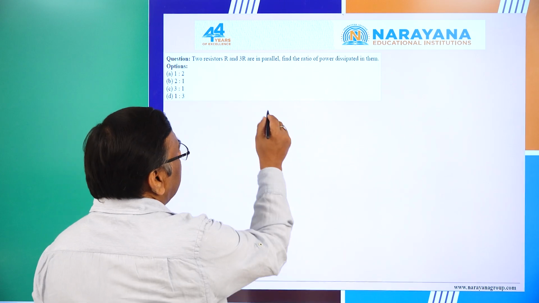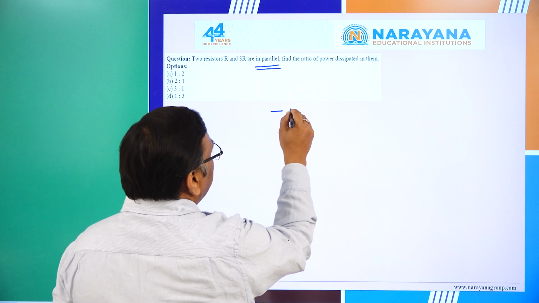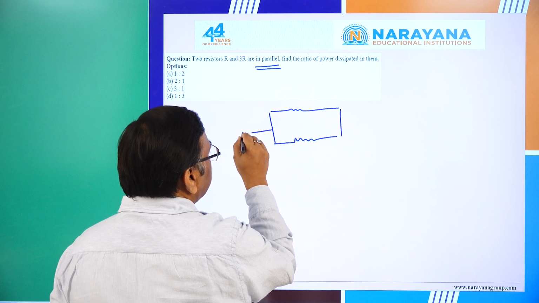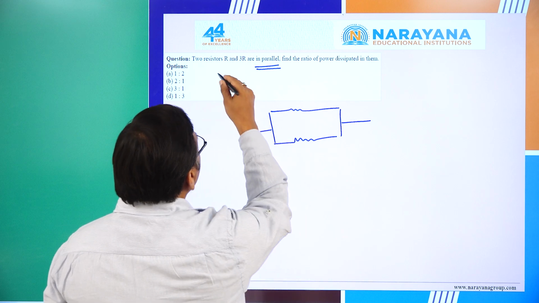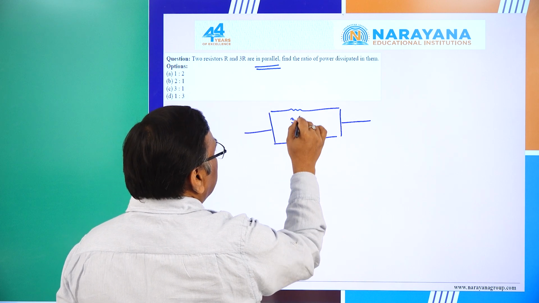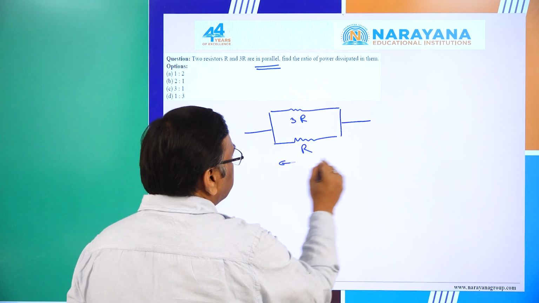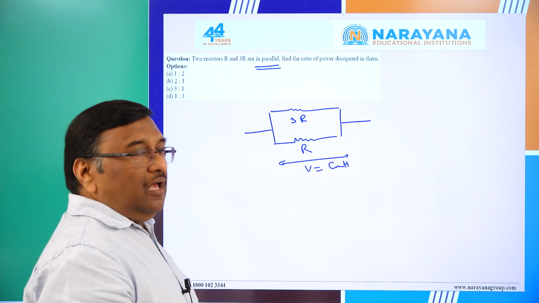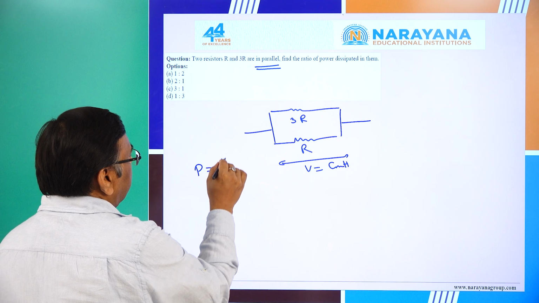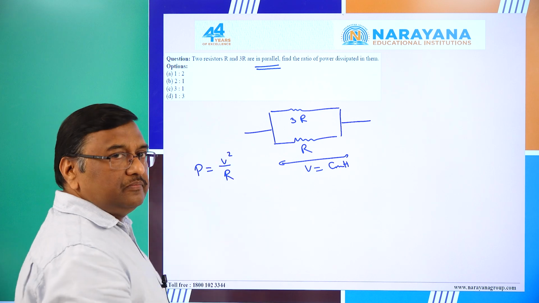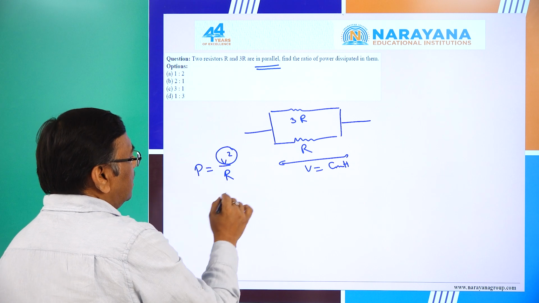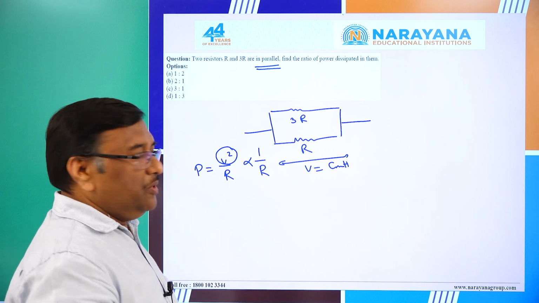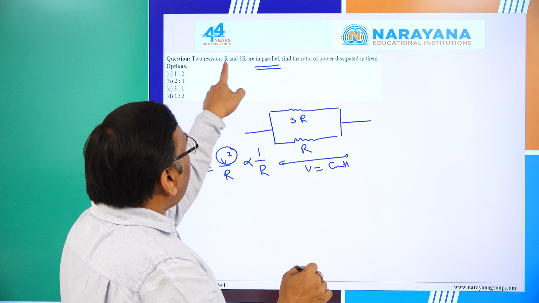But the question is saying they are connected in parallel. You know one thing very simple: in parallel combinations, the potential difference across the conductors is going to be the same. One is going to be R, one is going to be 3R here. As the potential difference V between these two points is constant, the way to write power dissipation is obviously P equals V square upon R. Since V is a constant quantity, P is proportional to 1 upon R.